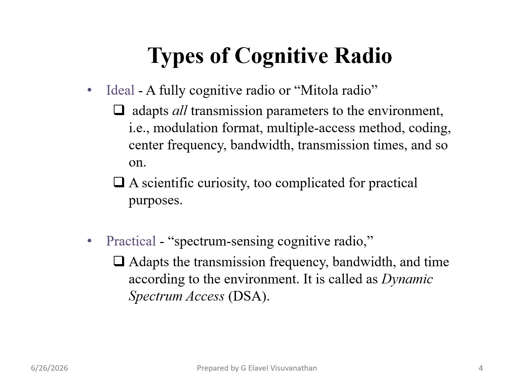The spectrum sensing cognitive radio. It adapts the transmission frequency, bandwidth, and time according to the environment. It is dynamic spectrum access. Dynamic spectrum access means whenever they want to access, they go for spectrum sensing. Once the spectrum is free, they will use the spectrum in order to communicate from sender to receiver. So that is DSA, dynamic spectrum access.